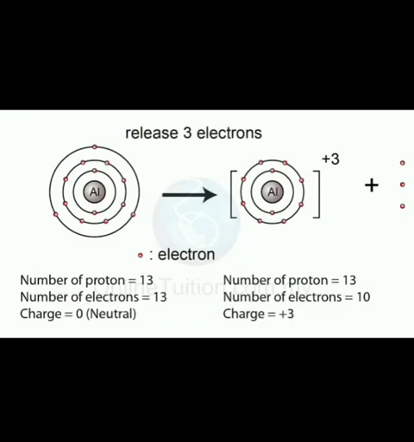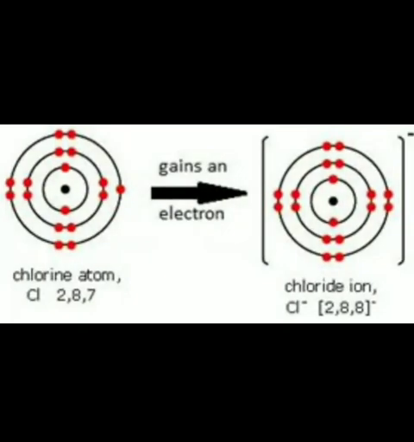Like these metals, non-metals accept electrons to achieve the stable electronic configuration. Clear? For example, see here, chlorine. The atomic number of chlorine is 17, so its electronic configuration is 2, 8, 7. To achieve the stable electronic configuration, it requires one more electron. So it will gain one electron and form the chloride ion, that is an anion. After formation of the chloride ion, the electronic configuration is 2, 8, 8. That means 8 electrons are in the outermost orbit.